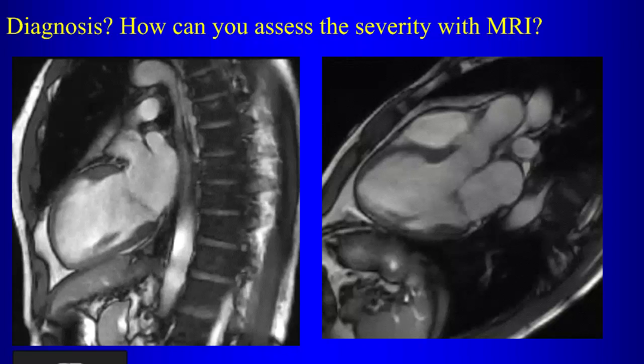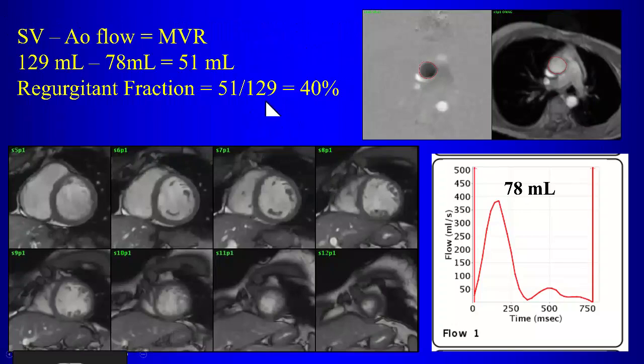With phase contrast, we measure the amount that goes through the aorta. Once we have those two, if you subtract the amount that goes through the aorta from the stroke volume, that's got to be the amount that went backwards into the left atrium. That's how we do it. It's an indirect measurement. So what we do is measure the flow through the ascending aorta, and we measure the stroke volume. The stroke volume you get from your end diastolic volume and your end systolic volume, so that's pretty easy too.